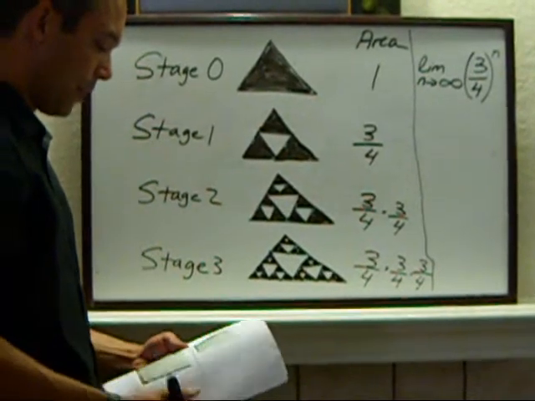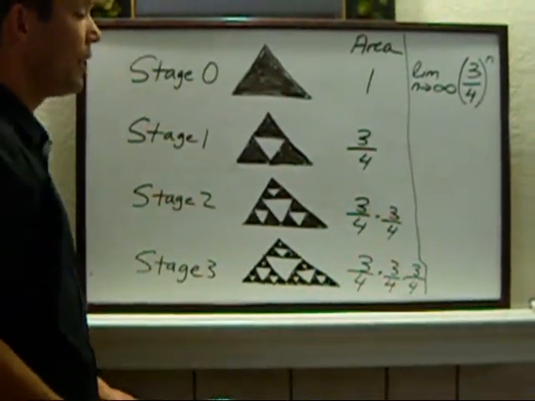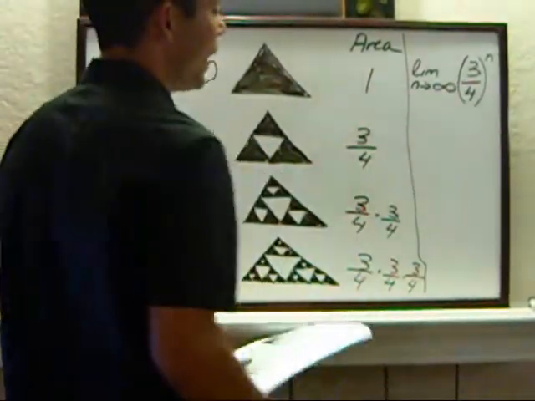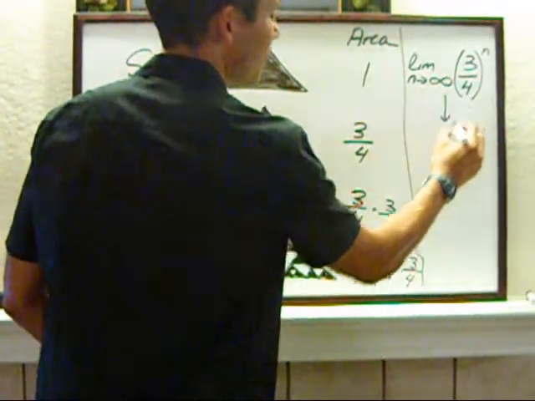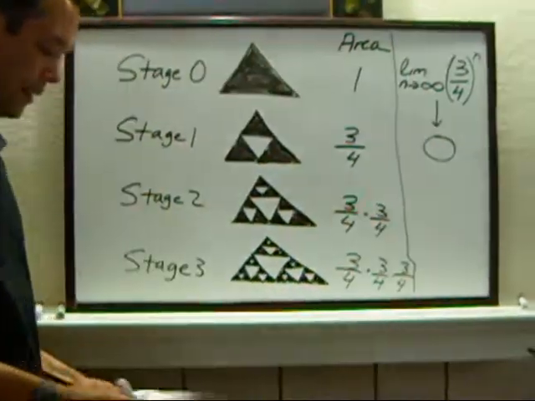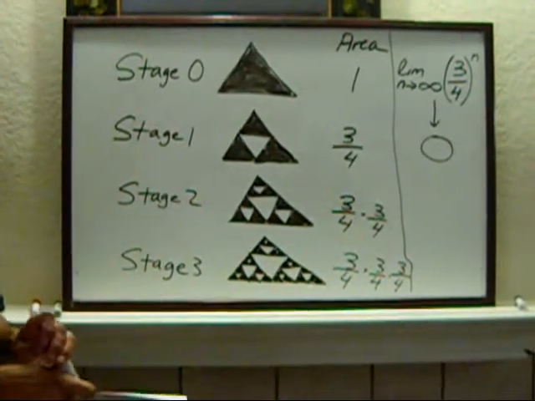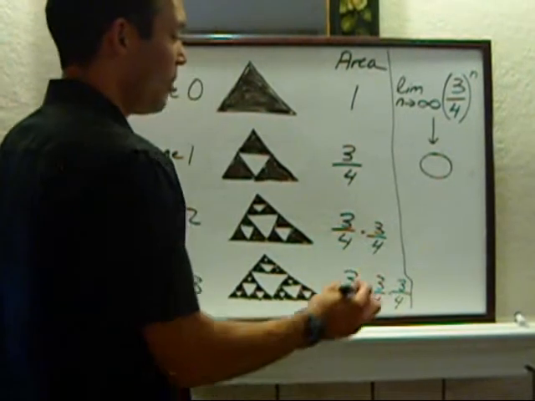So that's your formula. And so you can say the limit as n goes to infinity of 3/4 to the n equals 0. So there we are. Now, let's talk about how we can see this graphically, shall we?